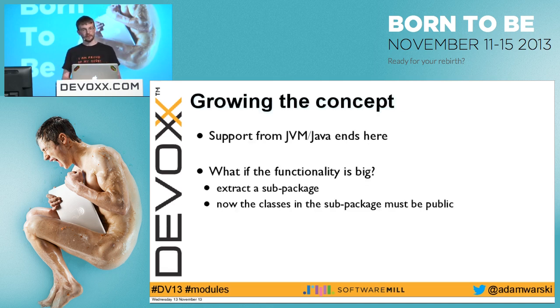But what if we want to grow that concept, right? What if our functionality gets big? Well, then we usually extract a sub-package or a child package. But then, to be able to actually use classes from the sub-package, we have to make them public, right? So we lose our careful design to make only one class per package public, and somehow annotate that the other classes only help in implementing that main functionality. So if we extract the sub-package, we have to do it in some other way to specify our intent.